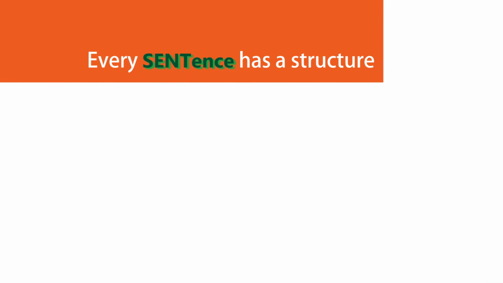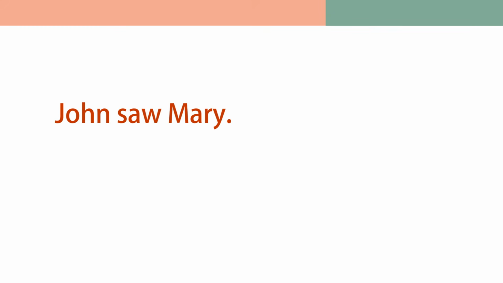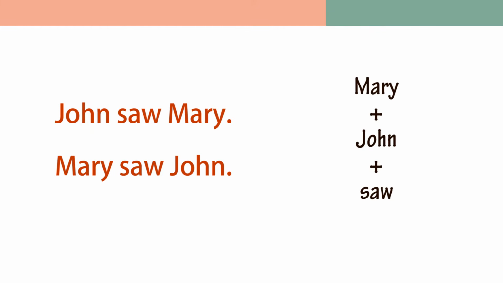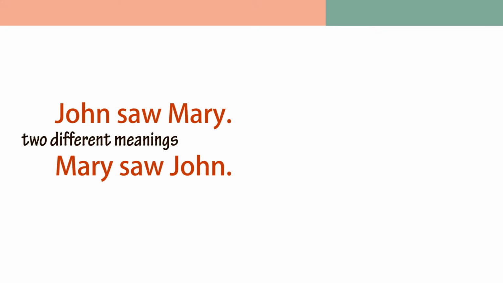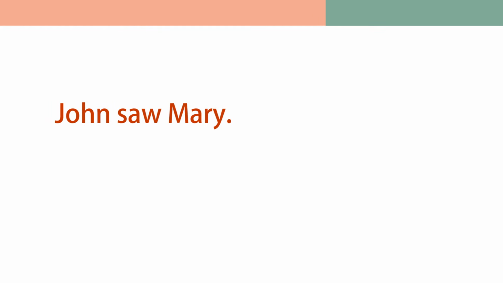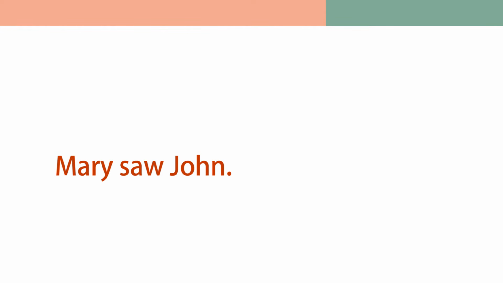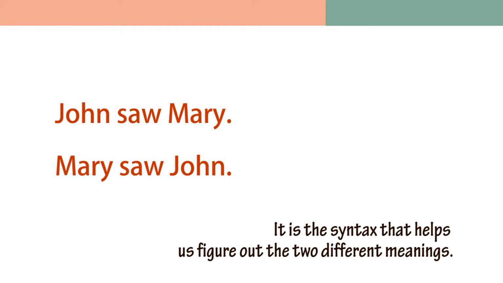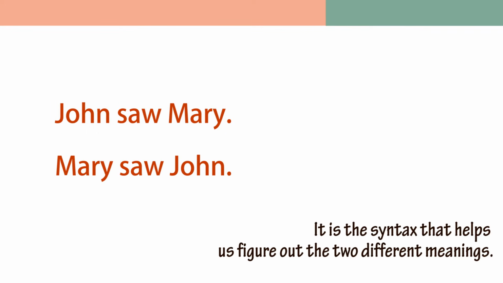So what does that mean? Every sentence has a structure. Like, look at these sentences. John saw Mary as opposed to Mary saw John. So they are exactly the same words, right? But obviously, knowing English, we know that they mean two different things, because John saw Mary means a different thing than Mary saw John. And that's not because of the actual words used, because the words are the same, but it's because of the syntax of English that we interpret those two different meanings.